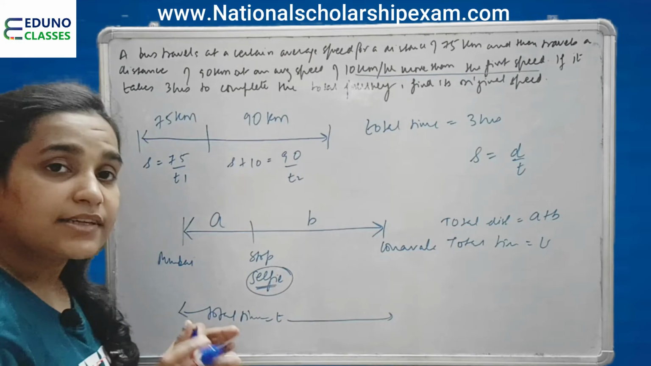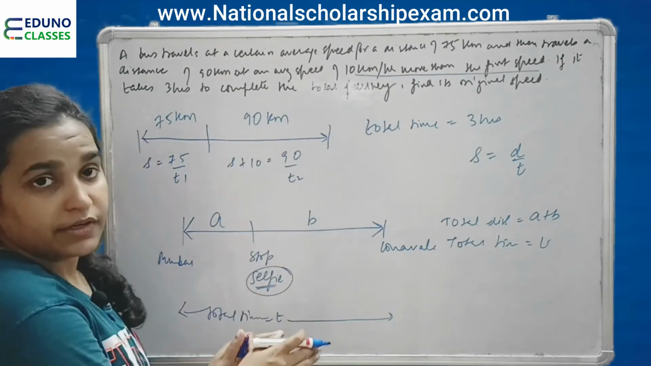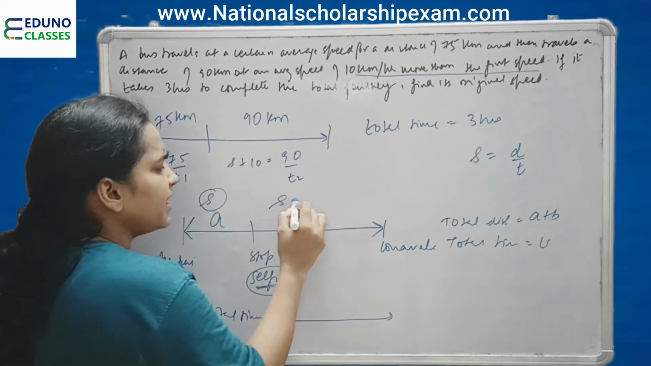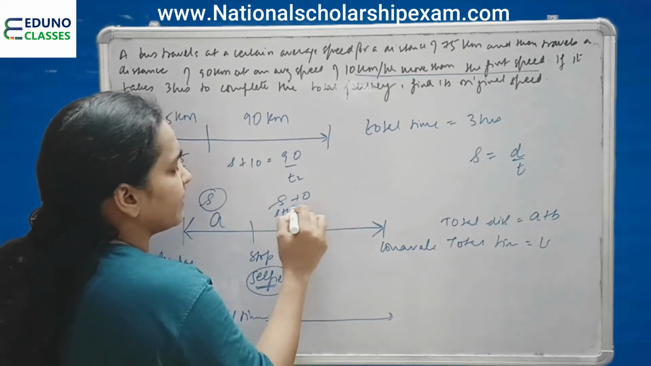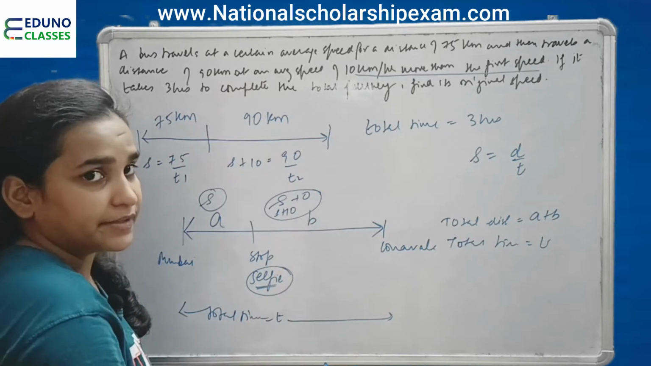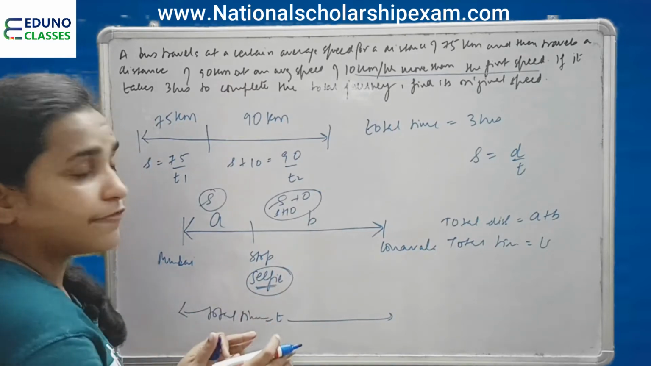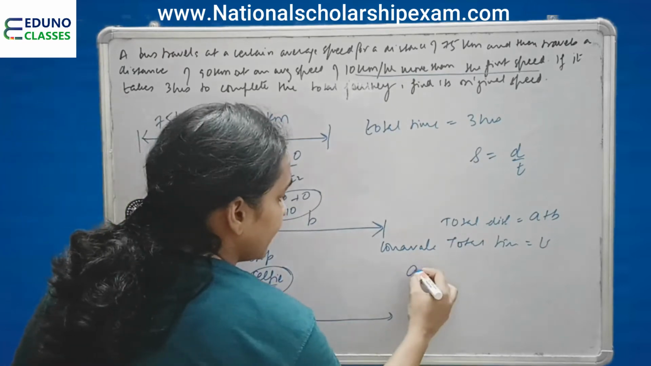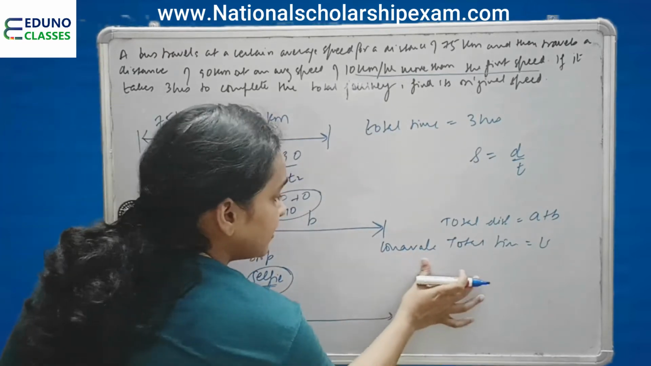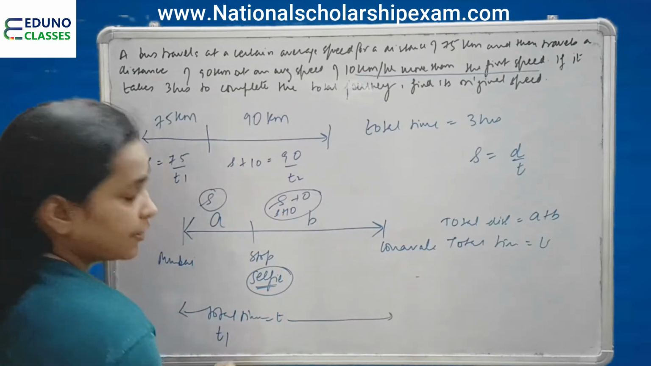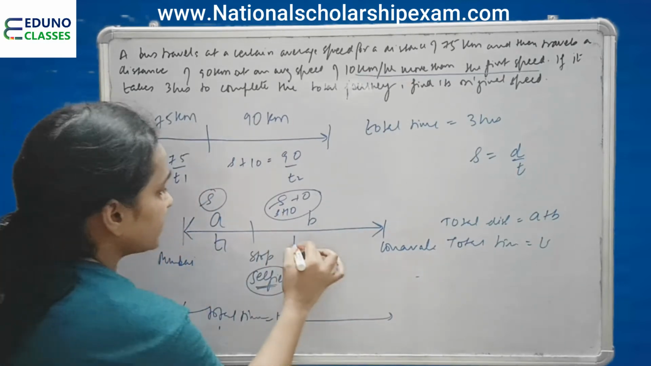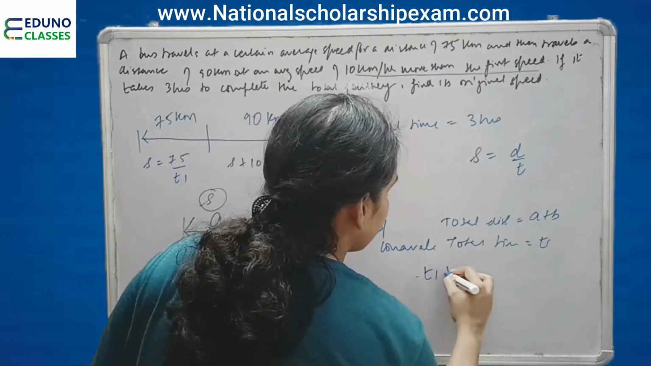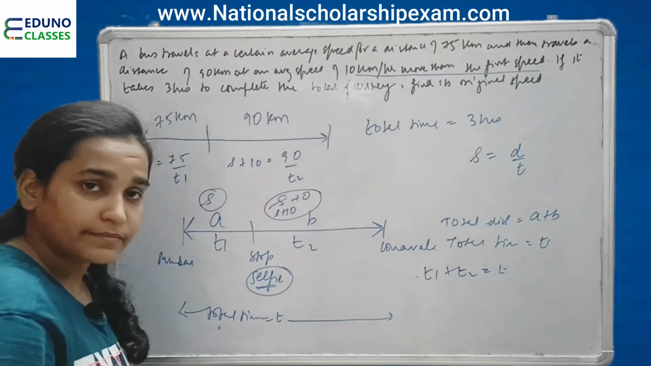And my speeds also changed from here to here. It was, suppose, S here, then it became S minus 10, S plus 10 or whatever. There was a different speed here. Now I have to find out what my speed was. Time taken in the first part is T1, and in the second part it's T2. Total time I know is T. So T1 plus T2 is equal to T for sure.